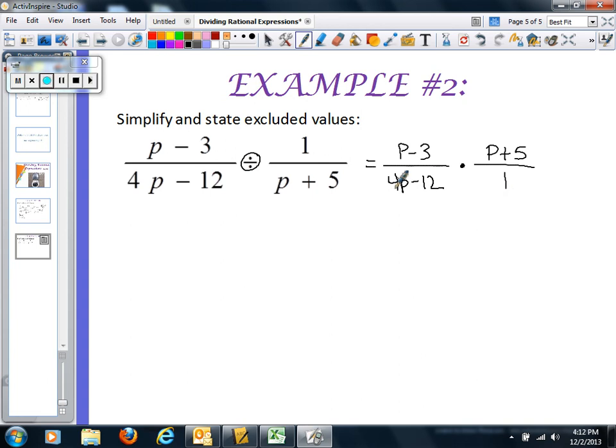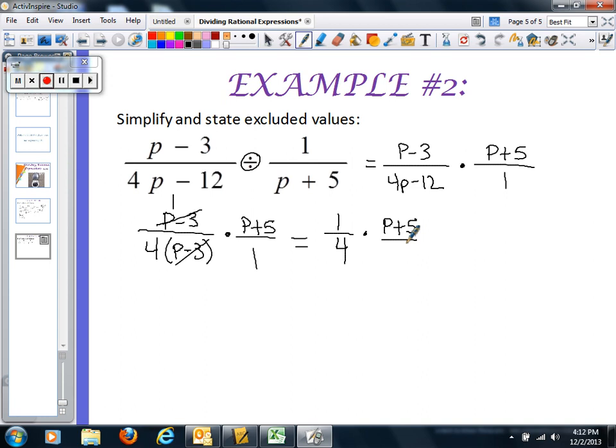We're going to go ahead and factor this now. Anything that can be factored we want to factor, so we can't factor the top. This is 4 times p minus 3 times p plus 5 over 1. Again, now we can cancel, so p minus 3's will cancel. This becomes a 1. And this is again an extra step. So this is 1 over 4 times p plus 5 over 1. Multiply straight across and you get p plus 5 over 4.